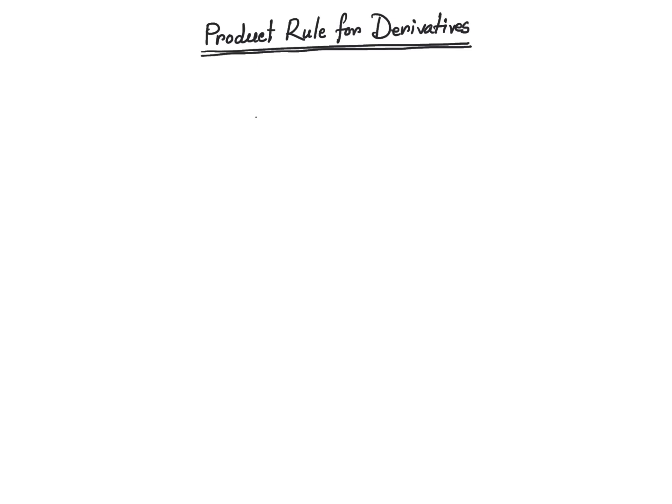In this video, I'm going to talk about the product rule for derivatives. So let's say I have two functions, f of x and g of x. I would like to know what is the derivative of the product of these functions. That is to say, I want to find out d over dx of f times g of x.